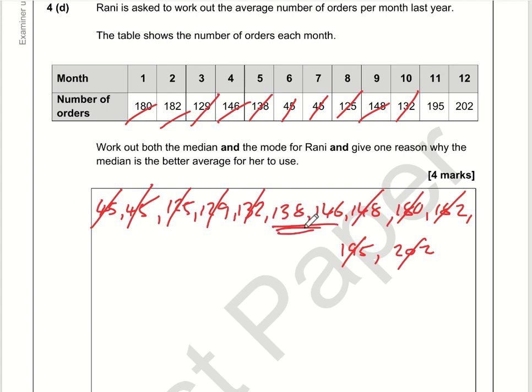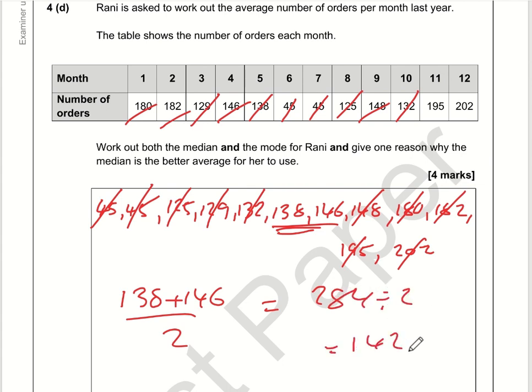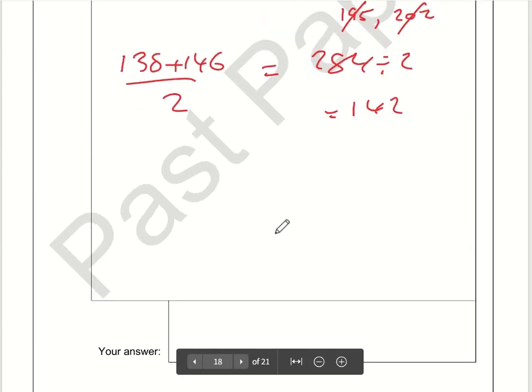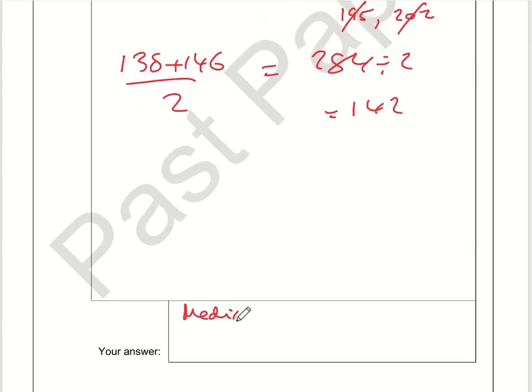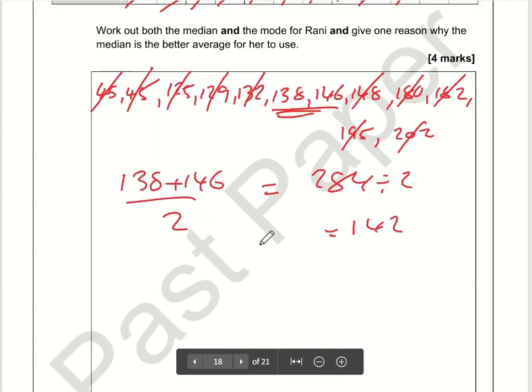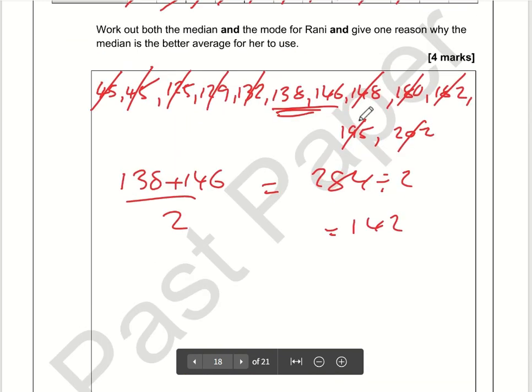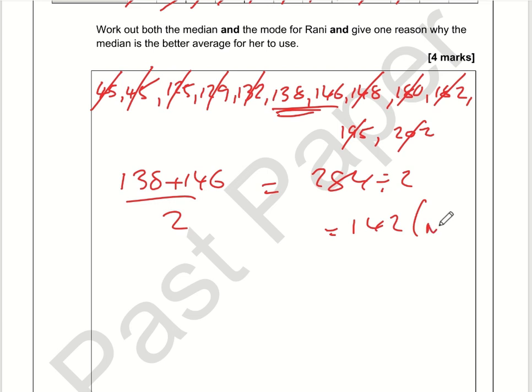So the median is the halfway point between these two values. That's not immediately obvious, so what we can do is add the two values together and then divide by 2. 138 plus 146 is 284. 284 divided by 2 is 142. So the median is, let's write down here, the median is 142. Okay, that wasn't the answer that needs to go in the answer box, but anyway, we do need to know the median. So I'll just make a note here that this is the median.